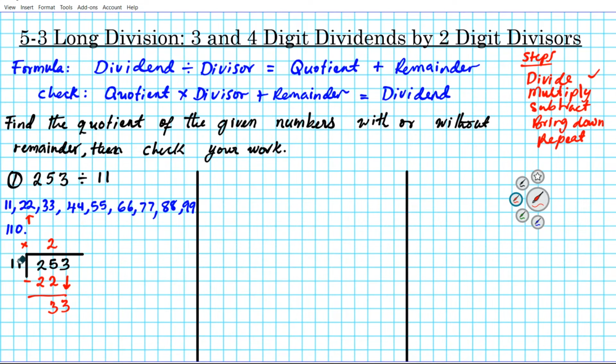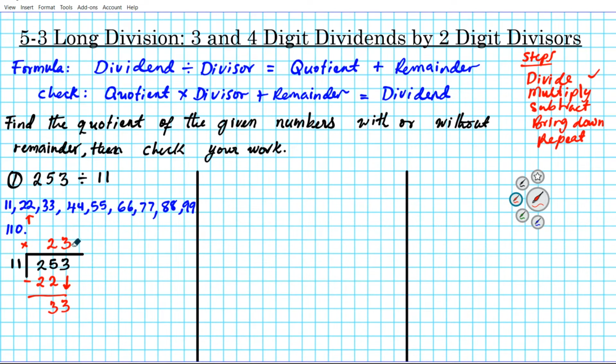How many times does 11 go into 33? Or what is 33 divided by 11? Notice we're dealing with 2 digits here. Take a look at your multiplication chart. You notice that 33 shows up in the multiples of 11, which tells us that 11 goes into 33 evenly. Or if you divide 33 by 11, you're not going to have a remainder. So what is 33 divided by 11? 33 divided by 11 is 3, because 3 times 11 is 33.